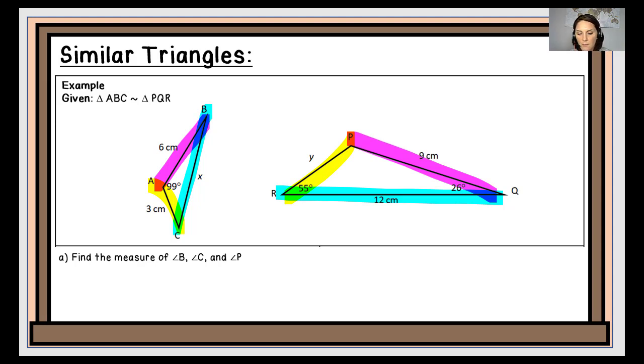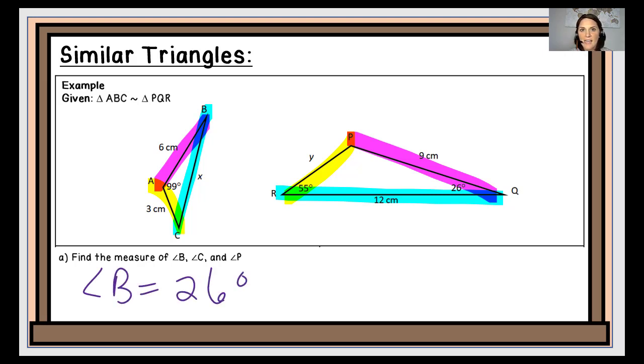Okay, so angle B, that's where the pink meets the blue. So that's angle Q. B and Q are corresponding angles. So that means angle B has to be the same measure as angle Q. In this case, if you look closely, angle Q is equal to 26 degrees. So angle B has to equal 26 degrees.